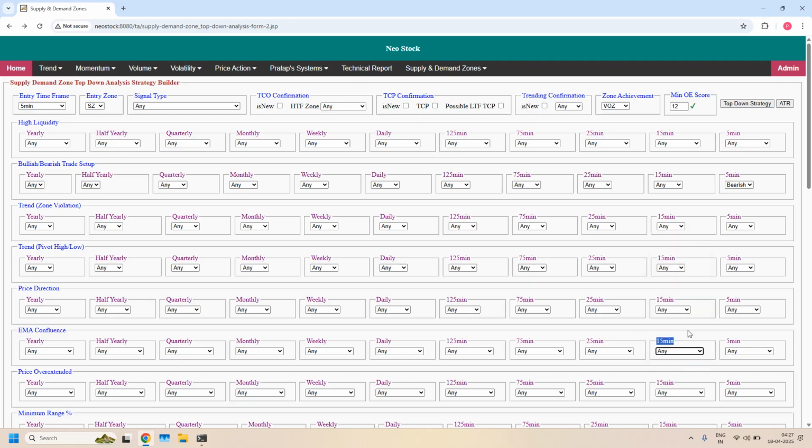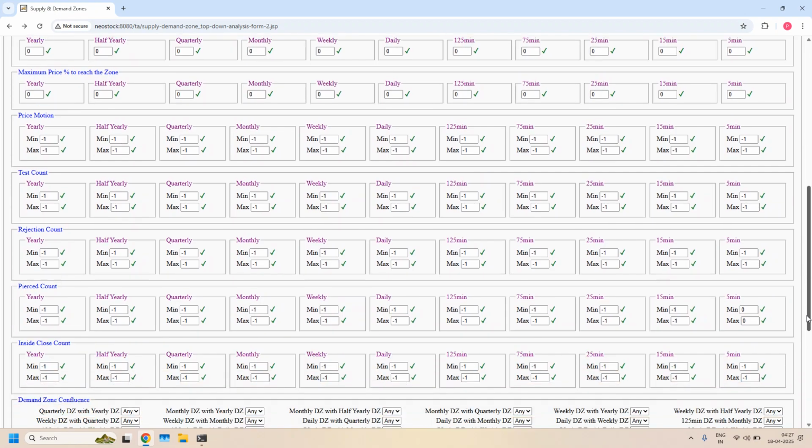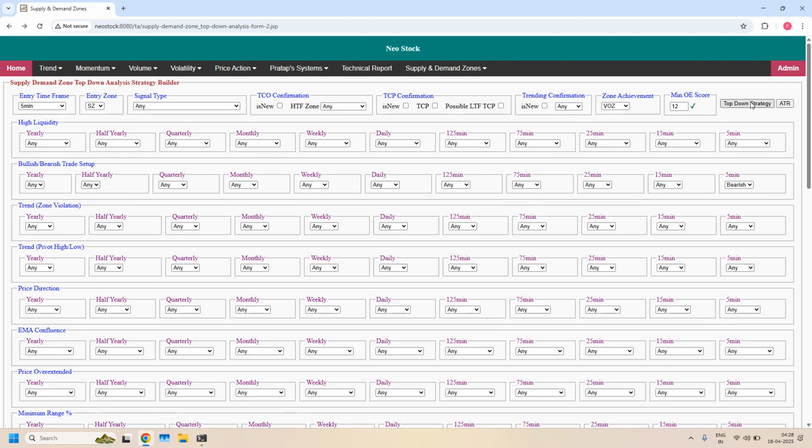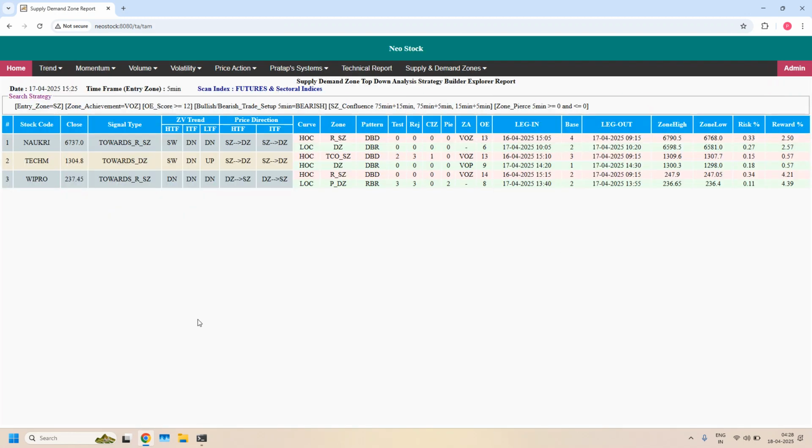I am removing EMA filter. In the supply zone confluence, 3 filters we have to set. First filter is already enabled, 5 minutes with 15-minute supply zone confluence. Next 5-minute supply zone with 75-minute supply zone confluence. And 15-minute supply zone with 75-minute supply zone confluence. With all the 3 filters, we got 3 stocks.